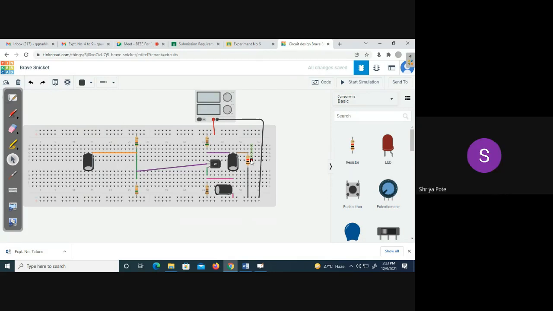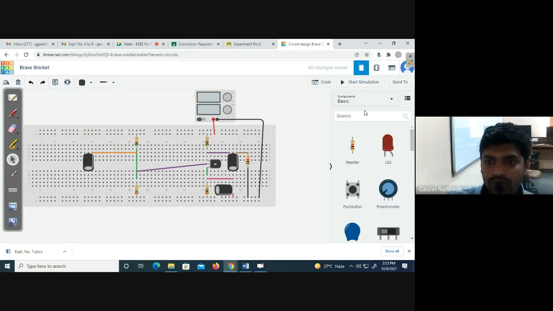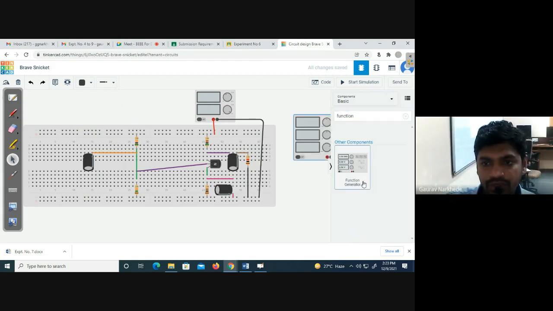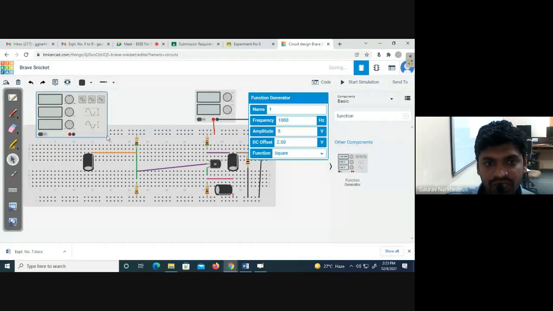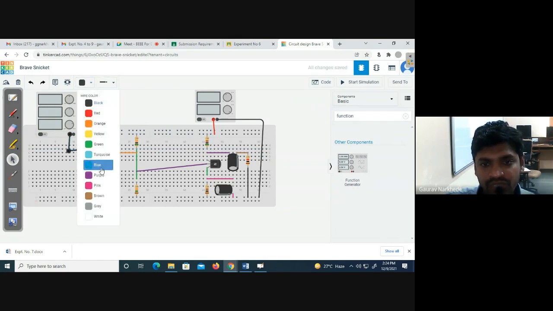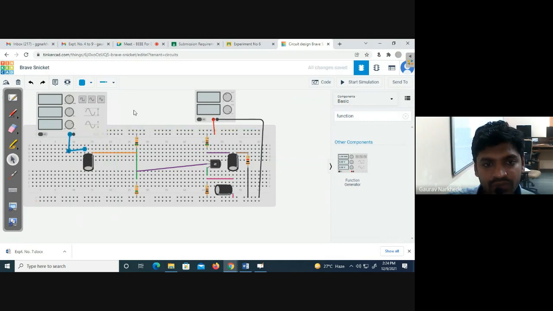Yes, sir. Now how to give the input? By using a function generator. So we are giving the function generator, and this positive terminal is your input terminal, which I am giving to the capacitor. Let me give some color, blue. And this is your ground, which I am connecting here. Is it okay? Yes, sir.